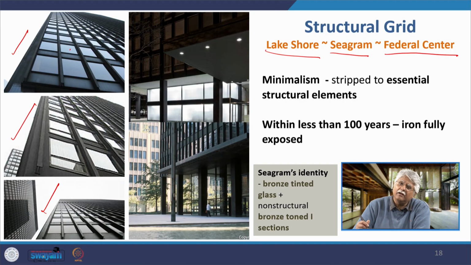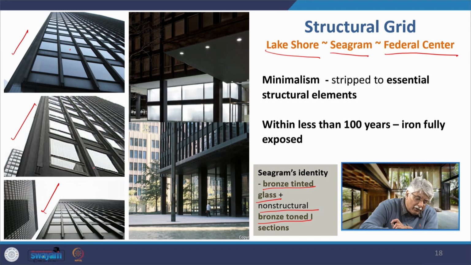Within less than 100 years, iron in skyscrapers was now fully exposed. Only that it was covered with this black enamel paint that Mies used for fireproofing purposes. The Seagram Building is also unique in one more thing. It has bronze tinted glass, and it has non-structural bronze I-sections that are mounted on the building here.